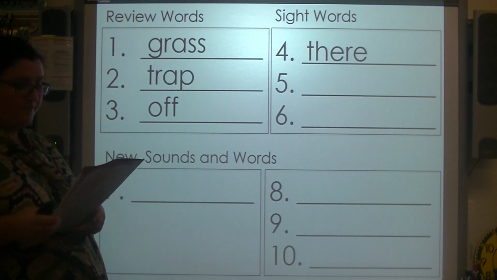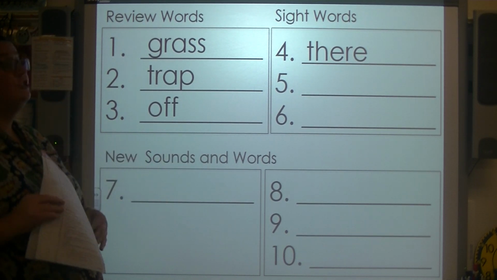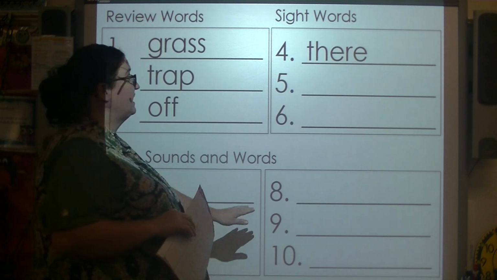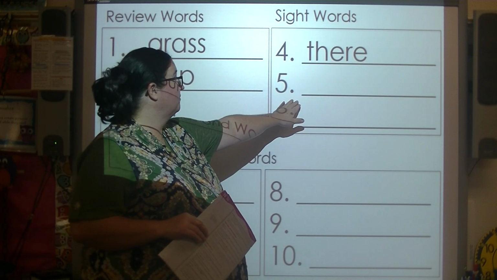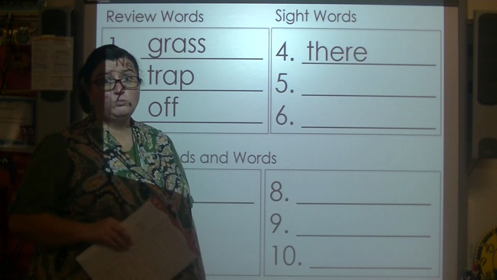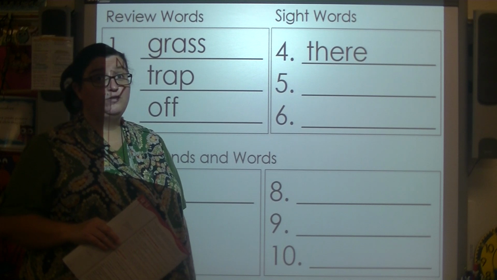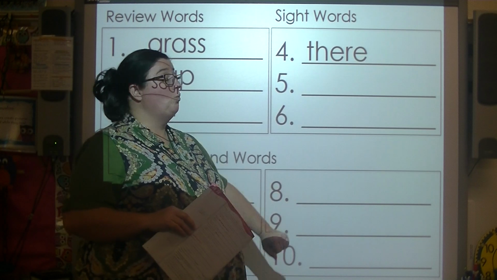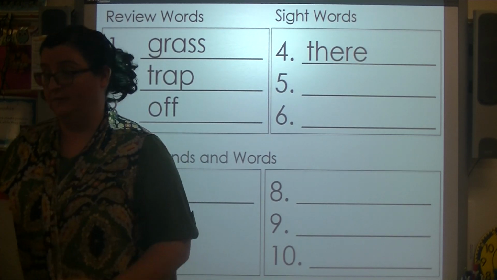Number 5. This is a contraction. Won't. It stands for will not. My mom says, I won't do that. Won't stands for will not. Write won't on number 5.